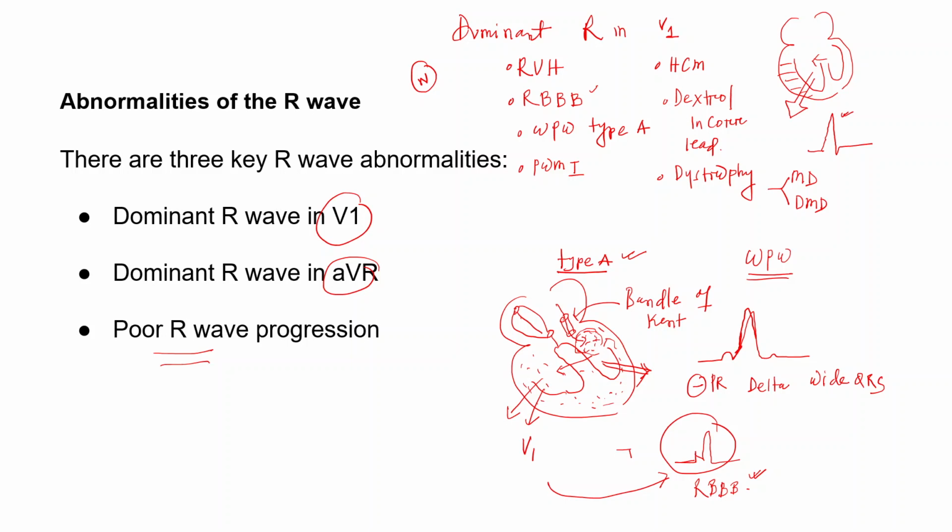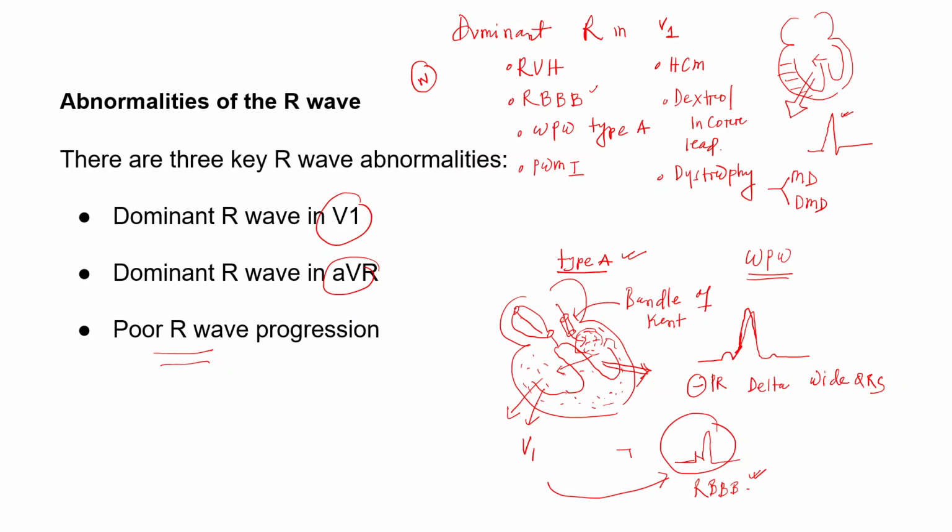Now, these are the causes of dominant R in V1, and I hope you understood the concepts of why there is a dominant R in V1. So V1 will never get a dominant R in a normal heart. If you are getting a dominant R, it has to be pathological. You have to look for these changes, look for these abnormalities.